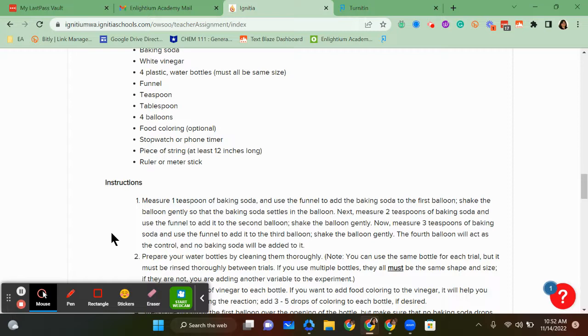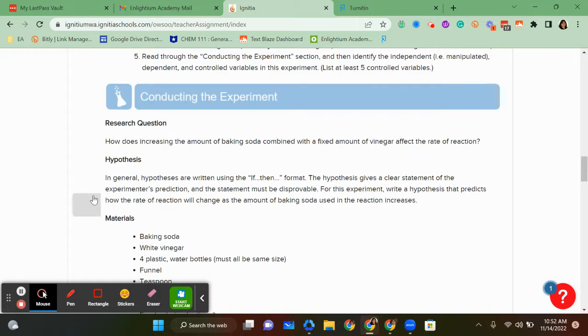Now, based on that, remember that your hypothesis should be a reflection of your independent and dependent variable. And it should be no more than 2 sentences. Do not use personal pronouns. Just tell what you think is going to happen.